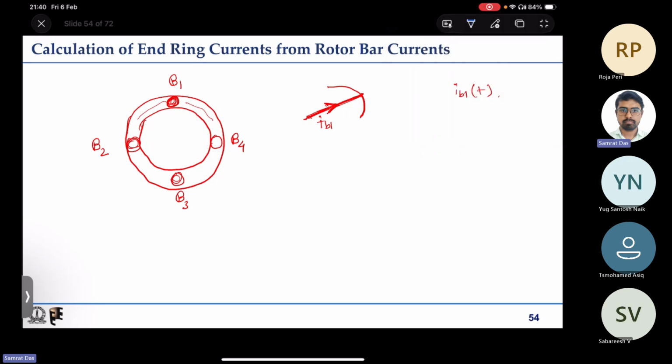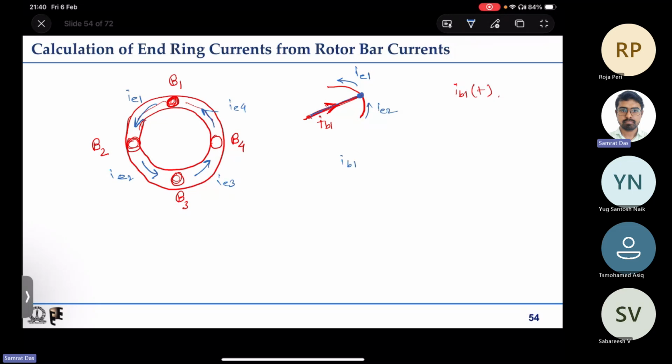Now let us indicate some direction of the end ring currents. So say all cases entering current. So this is entering IE1, this is IE2, IE3, IE4. All these are your entering currents. Now what comes to your mind? You can apply KCL, right? You have this one bar, and you have two entering segments connected, say IE1 and IE2. So you have one node, and in this node you can apply KCL.